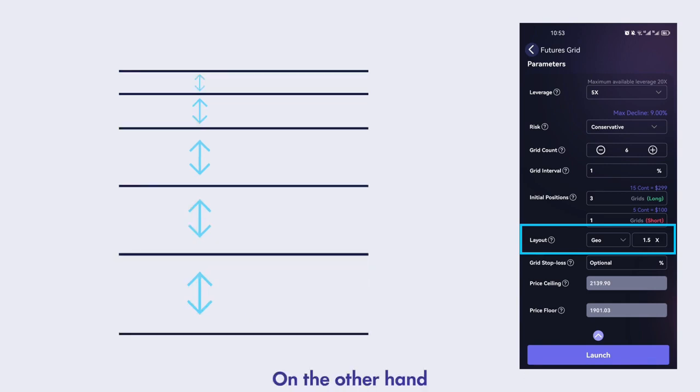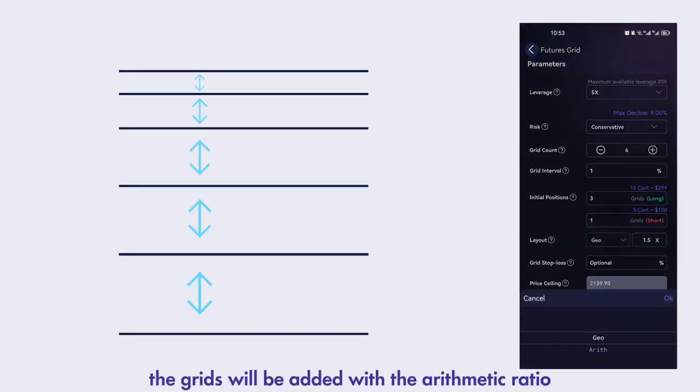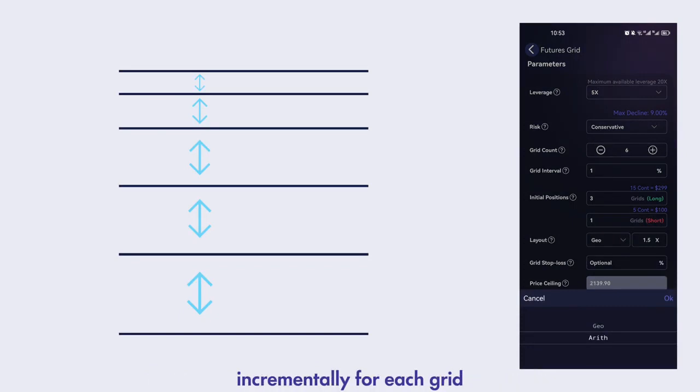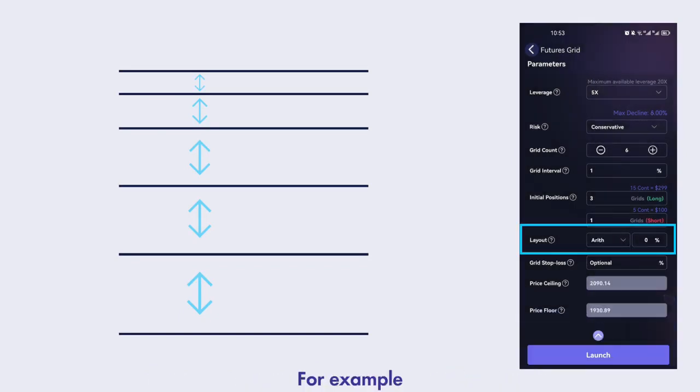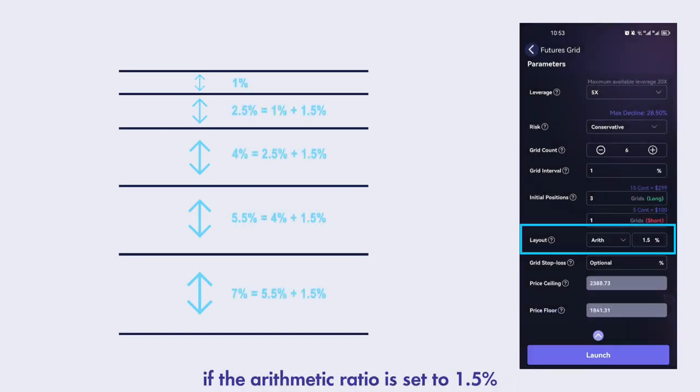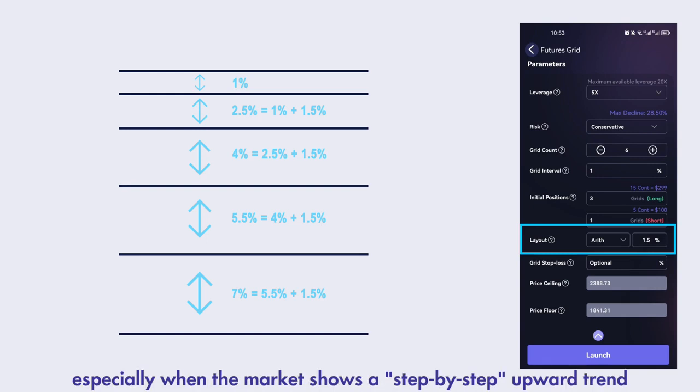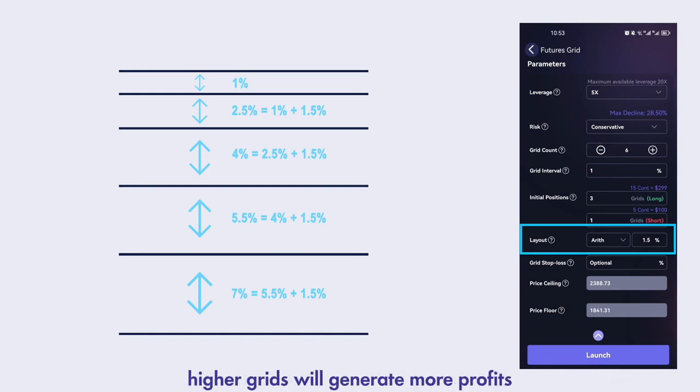On the other hand, if you choose arithmetic, the grids will be added with the arithmetic ratio incrementally for each grid. For example, if the arithmetic ratio is set to 1.5%, your grid layout will look like this. In rising markets, especially when the market shows a step-by-step upward trend, higher grids will generate more profits.